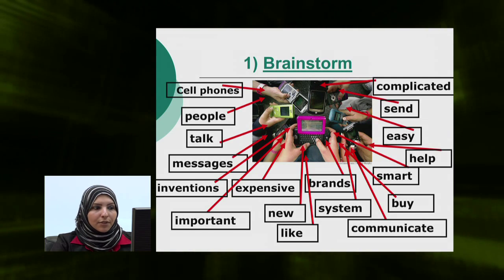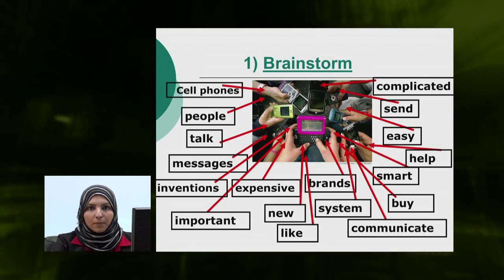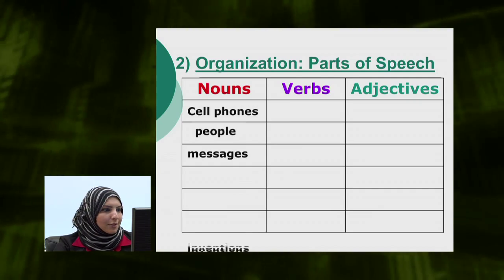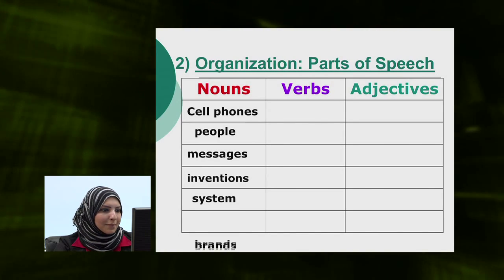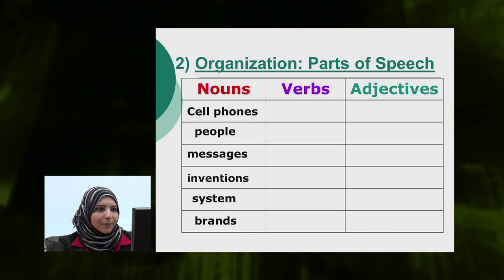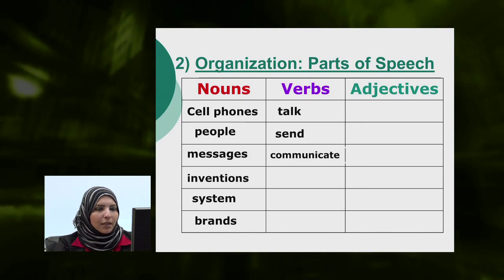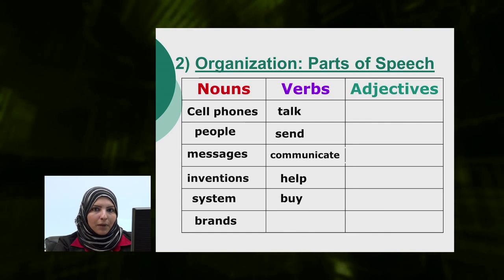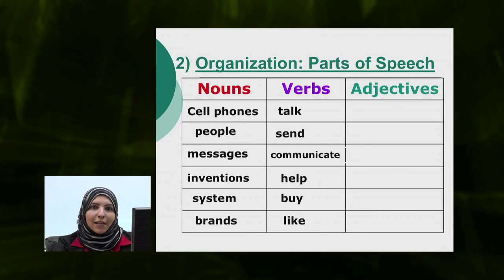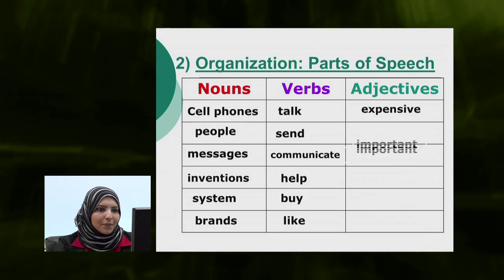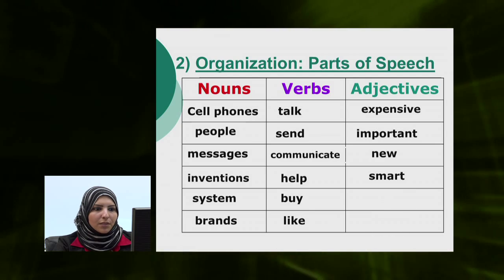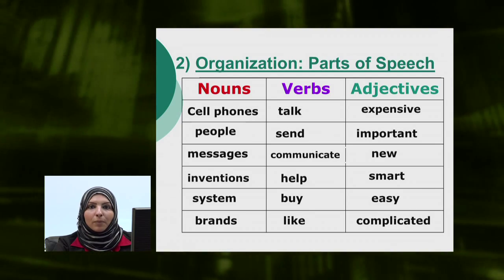When you look at these words, you are going to find out that they belong to different parts of speech. The second important step before writing your sentences is to organize the words you brainstormed previously under the suitable parts of speech. For example, for nouns we have cell phones, people, messages, inventions, system, and brands. The verbs are talk, send, communicate, help, buy, and like, while the adjectives are expensive, important, new, smart, easy, and complicated.